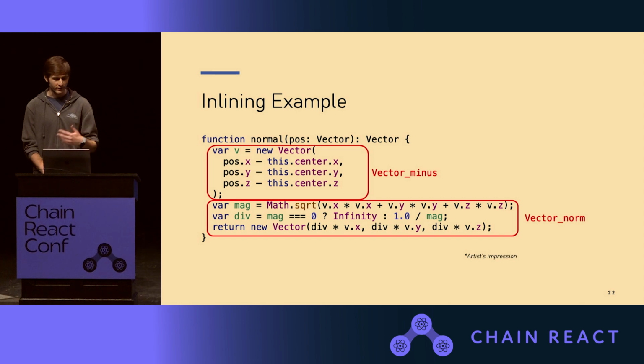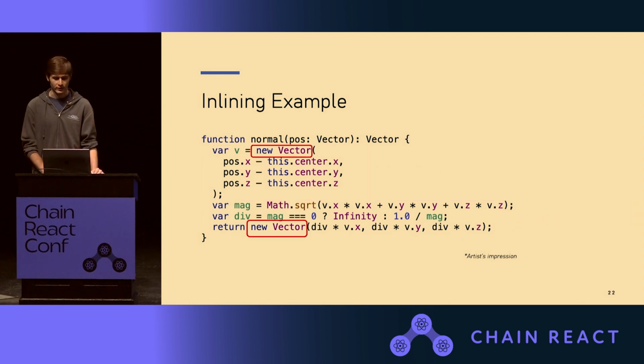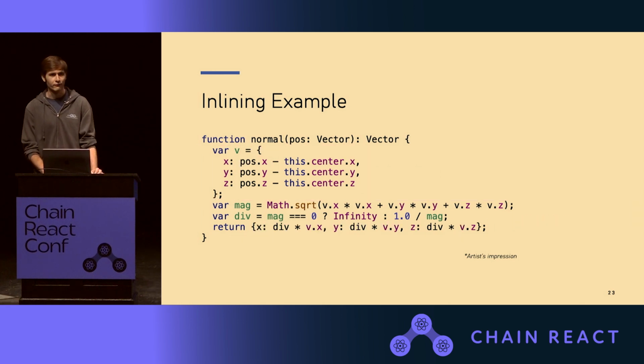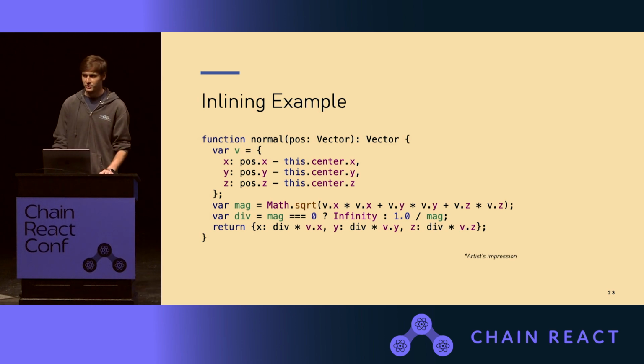So the compiler can then identify that these are good candidates for inlining and perform a further round of inlining. So we eliminate the calls to the constructors and construct the final object directly in the normal method. The object creation here is represented as object literals, but these aren't actually object literals. These are actually typed class instances.